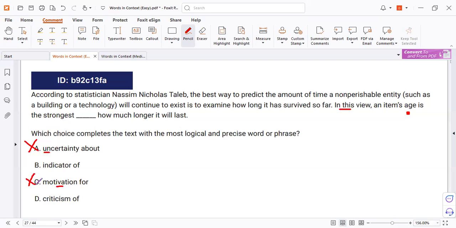No. Is it criticism, disagreement? No. But indicator means evidence. Okay. Evidence of how much longer it will last. You know, the age of the item. For example, you buy a laptop, so it stays with you 10 years. So the age of it tells you how much longer it will last.